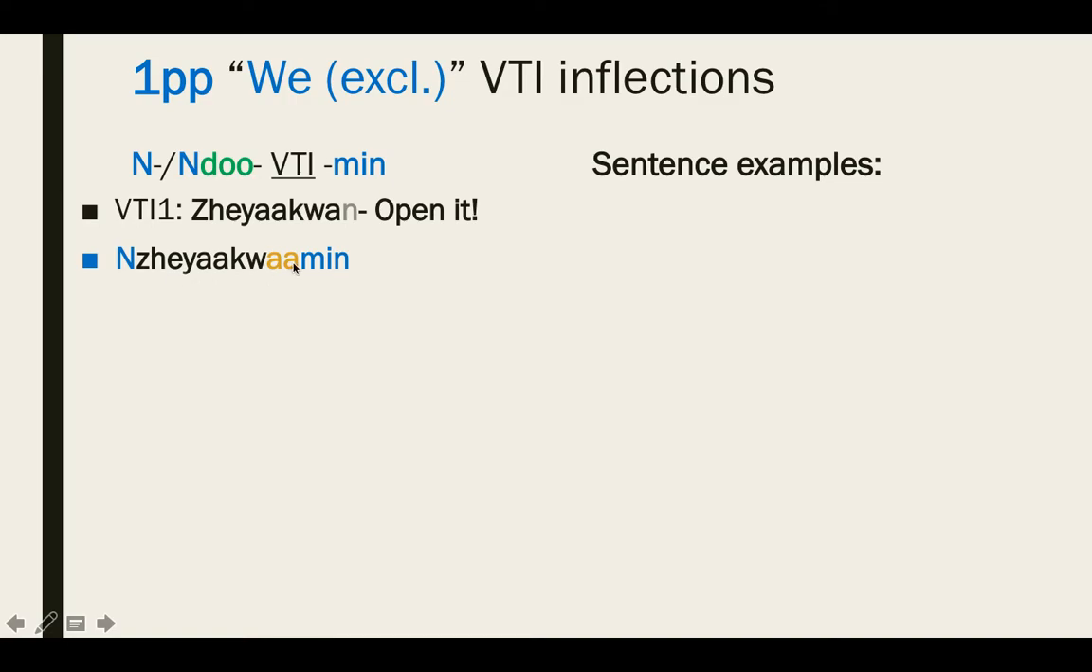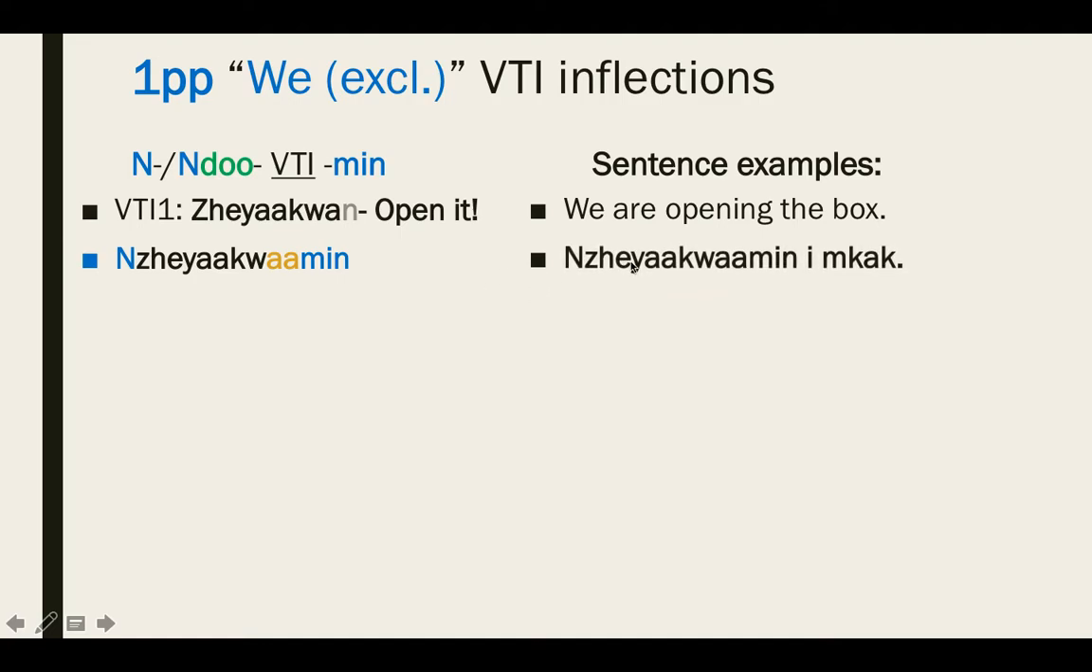So we have VTI-aawaan. So notice that yellow there is from our third person. So we extended that single A to double A. And then we replaced that N sound with a min. And we attached an N sound on the front of that. So we have our prefix and our suffix. So VTI-aawaan means we are opening the box. Oh, sorry. We are opening the boxes in VTI-aawaan imkuk. So we got imkuk, which means the box.